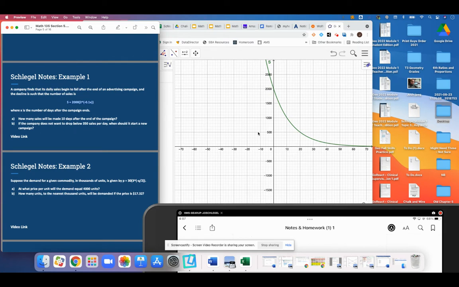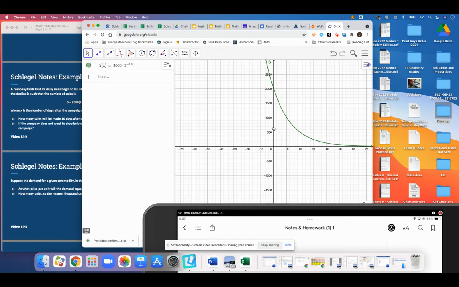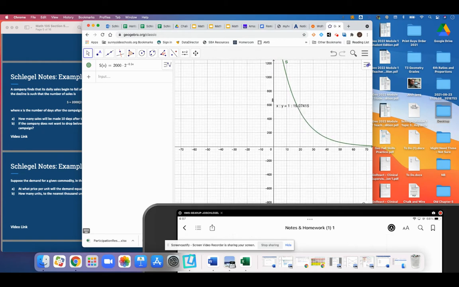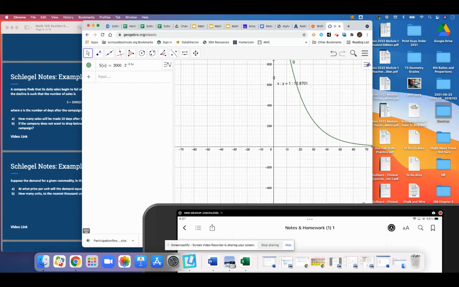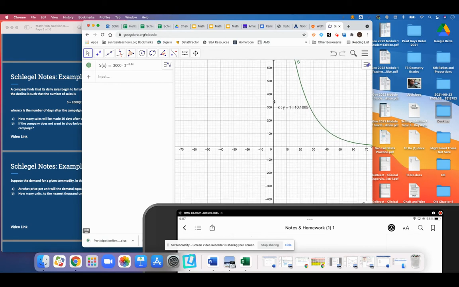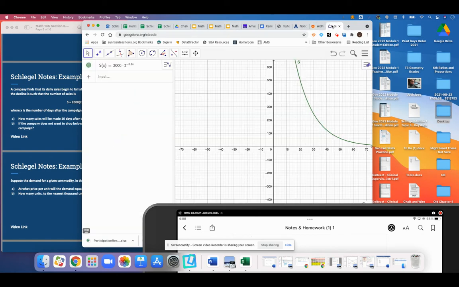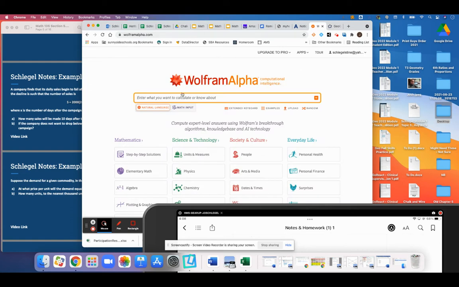They don't want to drop below 350 sales per day, so how many days can they let it go without paying for an advertisement? This company is trying to save some money and not pay for advertising, and they're wondering when they are going to drop below 350, which is about right there. I would guess that's about 25 days. We will use Wolfram to get the exact answer, but GeoGebra is a useful tool to get an idea of what's happening here.